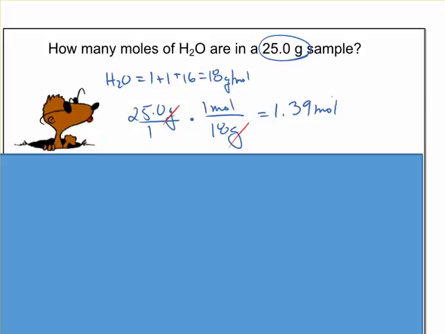in that sample of water. The moles may be a more useful number for quantifying molecules, because if I were to express how many that actually is, I would need to multiply 1.39 by 6.022 times 10 to the 23rd, and it's going to be a huge cumbersome number of water molecules.